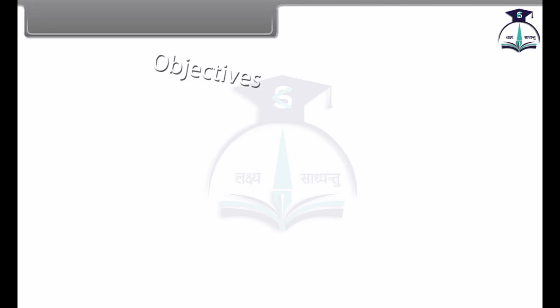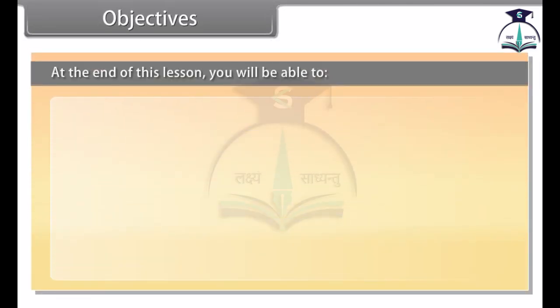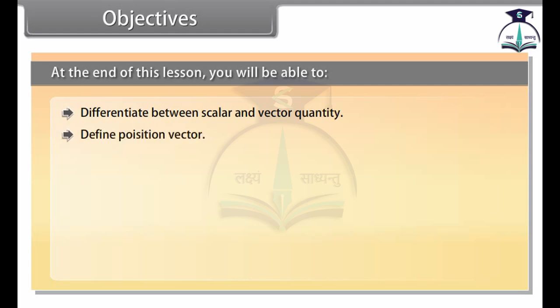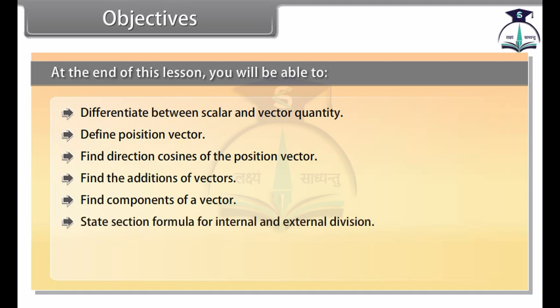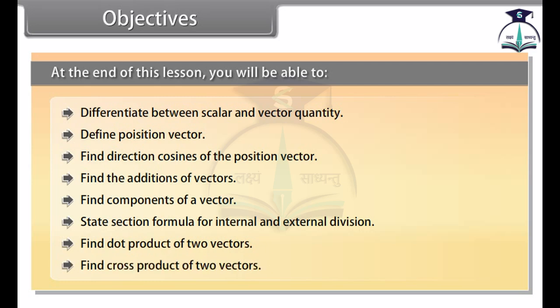Objectives. At the end of this lesson, you'll be able to differentiate between scalar and vector quantity, define position vector, find direction cosines of the position vector, find additions of vectors, find components of a vector, state section formula for internal and external division, find dot product of two vectors, find cross product of two vectors.